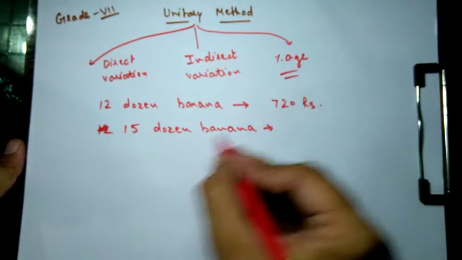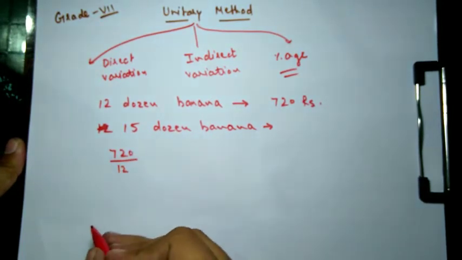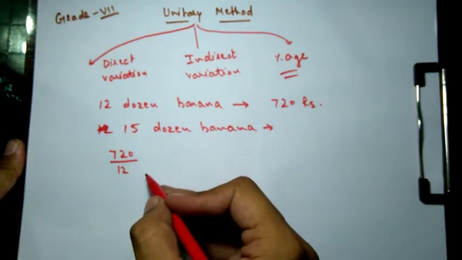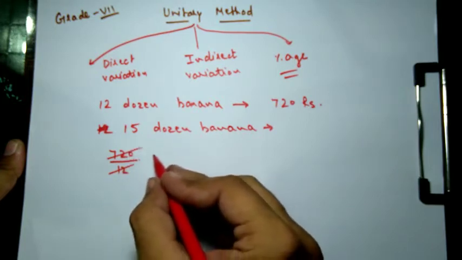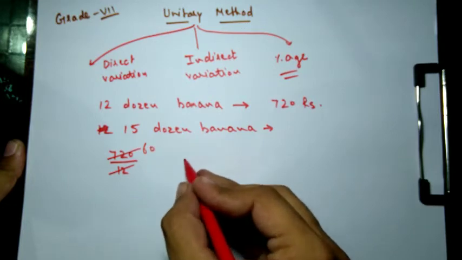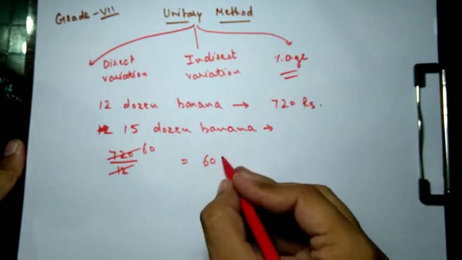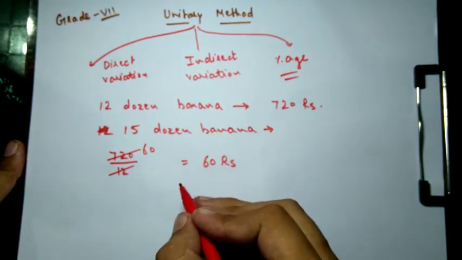Firstly, we will divide 720 by 12, right? So we will firstly convert it into 1 unit, right? So firstly we will divide 720 by 12. So 12 sixes are 72 and 0, so here is 60 rupees, the cost of 1 dozen of banana, right?